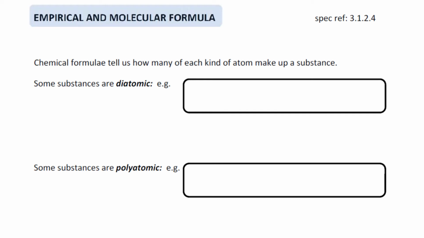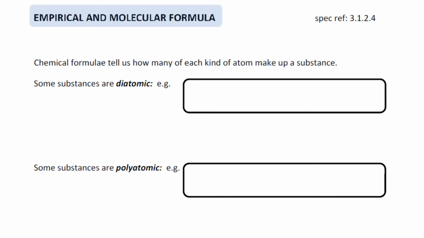We're going to look at some different types of formulae now that we need to be familiar with at A-level chemistry. We're going to look at non-metal structures and how we write those formulae. So chemical formulae tell us how many of each kind of atom make up a substance.